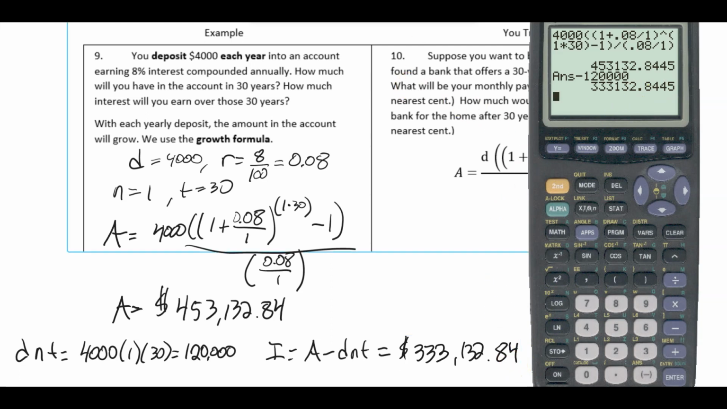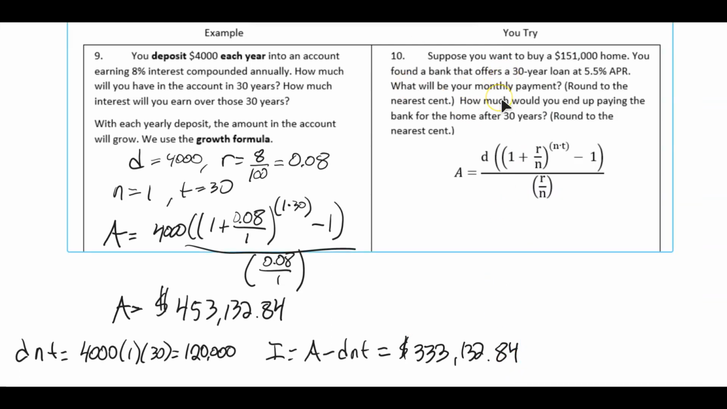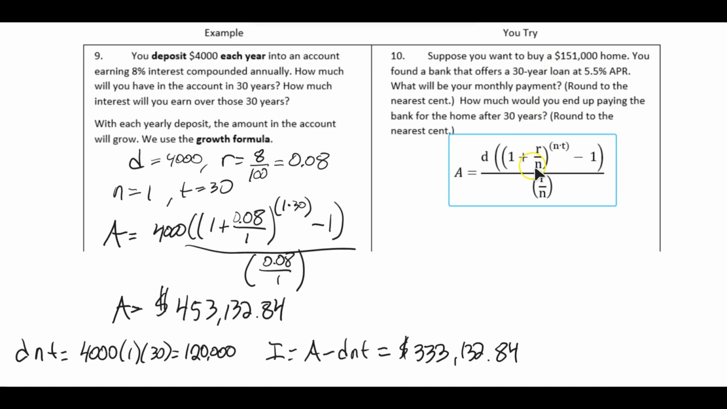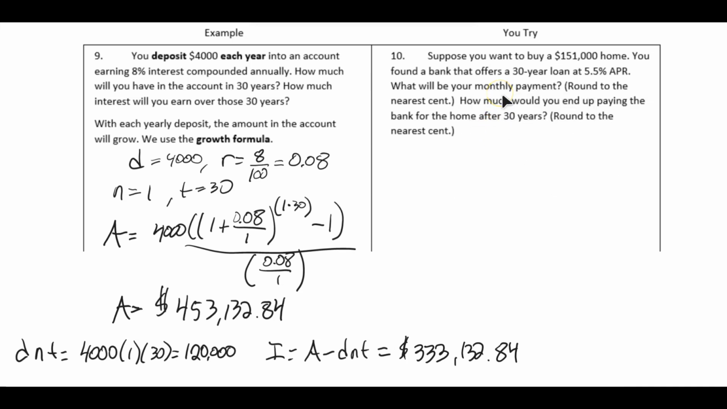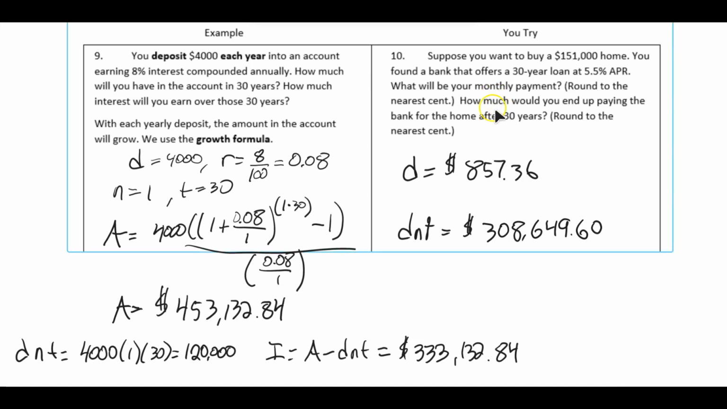So go ahead and pause the video and work on the question on the right. Now notice this is the loan formula, so this is not the correct formula you need to use. Make sure to grab the correct formula. Okay, the answer you should get is D equals $857.36. And how much you end up paying is D times T, which ends up being $308,649.60. All right, I hope this helps.